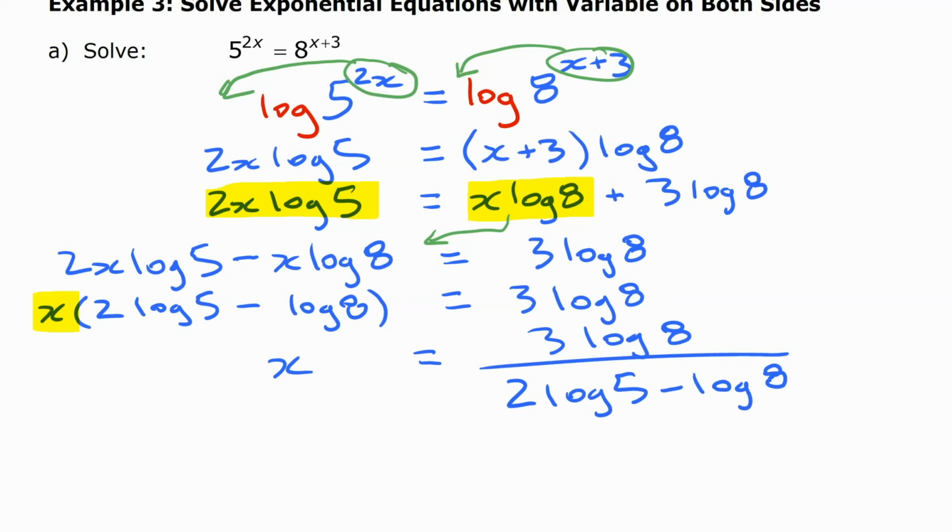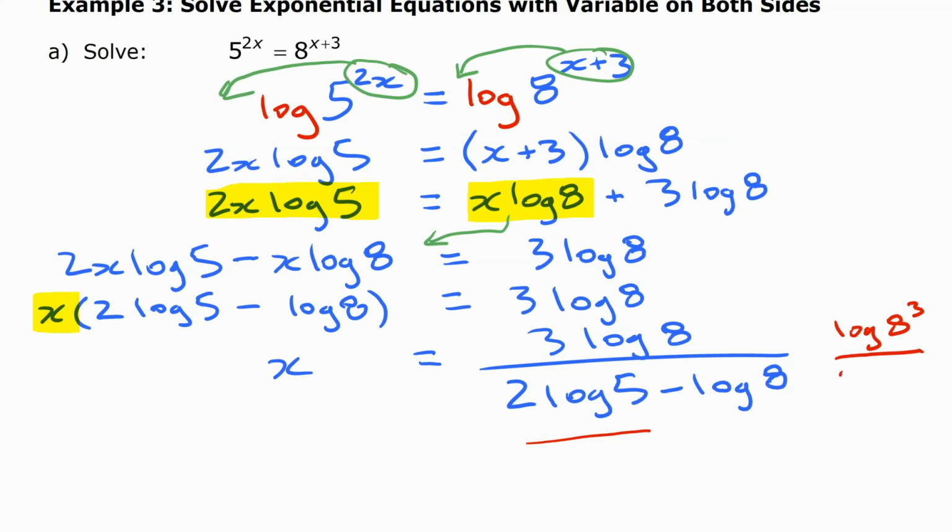Now, we could actually simplify that if you want, right? You could make this into log of 8 cubed on top. You could make this into log of 5 squared, or 25. So it could be log of 25 minus log of 8. So this could be log of 25 over 8 if you want to do that first, and then put that in the calculator. But I'm just going to put it in as is there to see what this is. We'll do that right now.